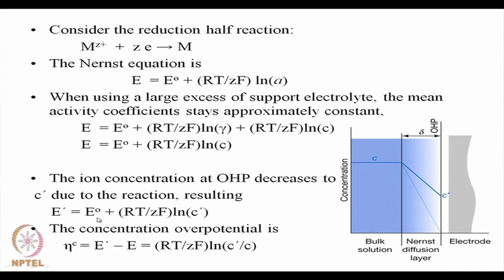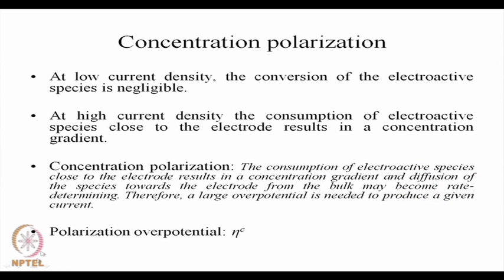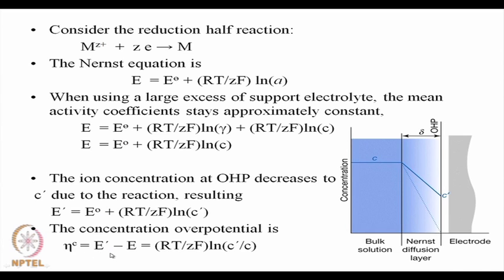So, E prime is equal to E naught plus RT by ZF ln C prime. So, your corresponding potential is this. What is the concentration over potential? Because of this concentration gradient that is set up because of this reaction, you see, eta C is the concentration over potential. As I told you, because of this concentration polarization, a large over potential is needed to produce a given current. So, the polarization over potential is eta C, and that can be related this way: E prime minus E, which is nothing but RT by ZF ln C prime by C.